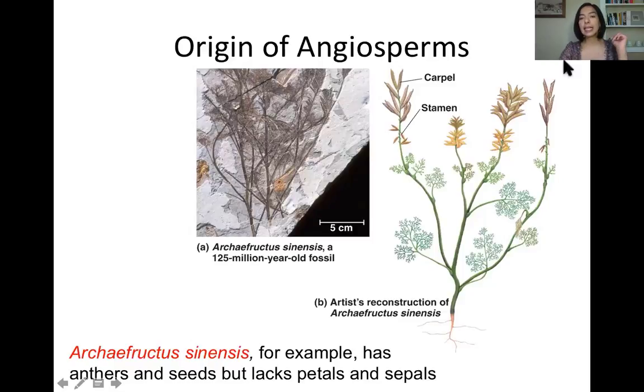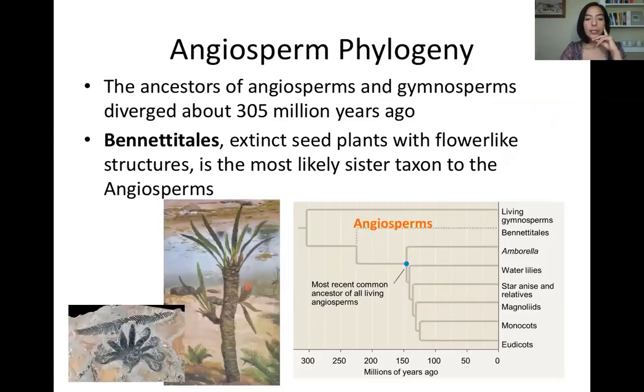You can see in this fossil, the reconstruction, the cartoon of this fossil on the left, shows carpels and also stamens. Another important fossil is the one of the Bennettitales. Bennettitales are actually close relatives to angiosperms, even closer than the gymnosperms. So we say that the gymnosperms and the lineage carrying the angiosperms diverged 300 million years ago, and several species evolved in this time.